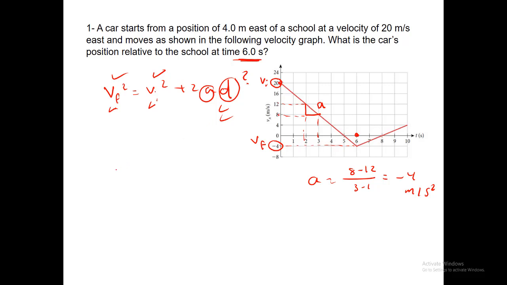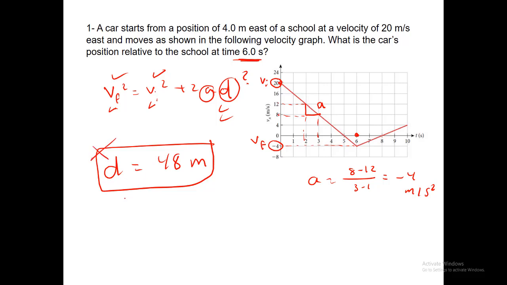Now we have found d. After the calculation, it is 48 meter. Is that the final answer? Most of the students stopped at this point. By the way, one of the choices, in the multiple choice, is 48. Of course most of the students have chosen this one, which is totally wrong.